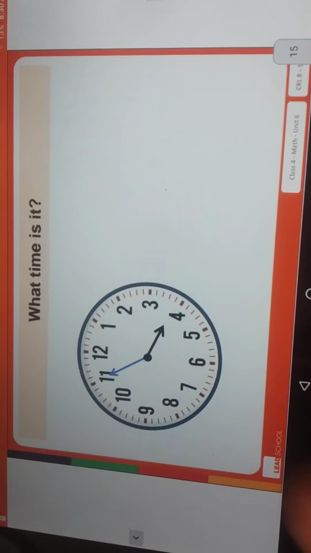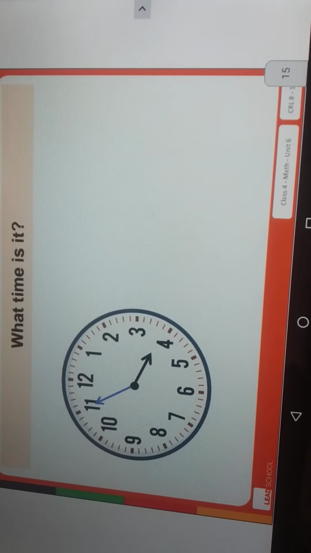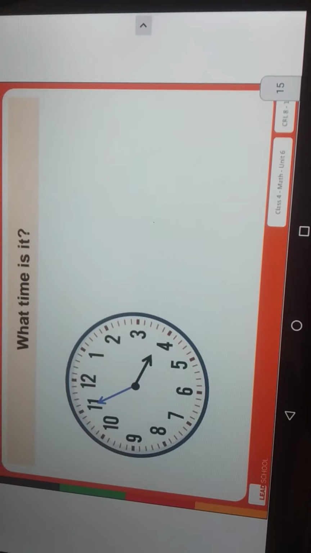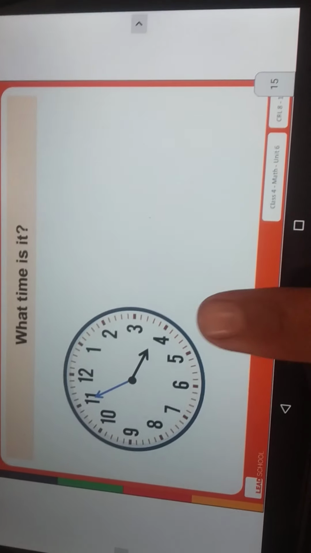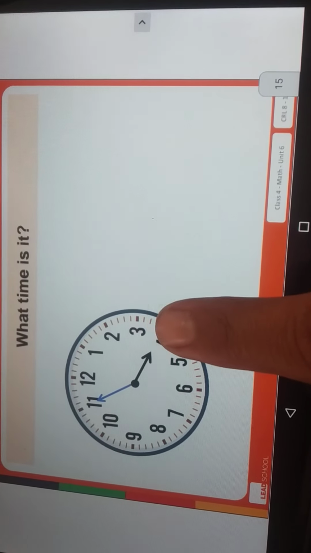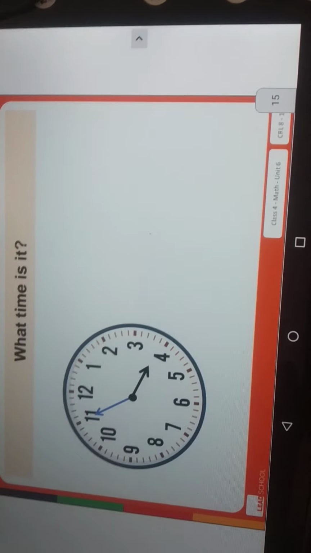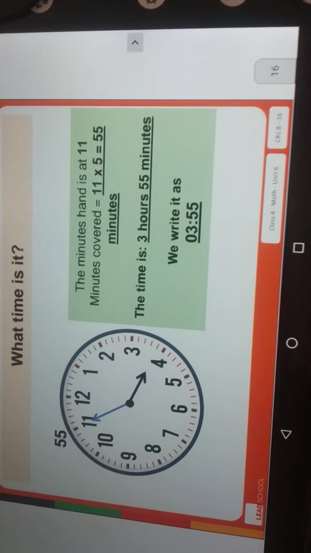Okay. The minutes hand is on the 11. 11 into 5, 55 minutes are there. And this one is in between the numbers 3 and 4. 3:55 is there. That one will be correct.